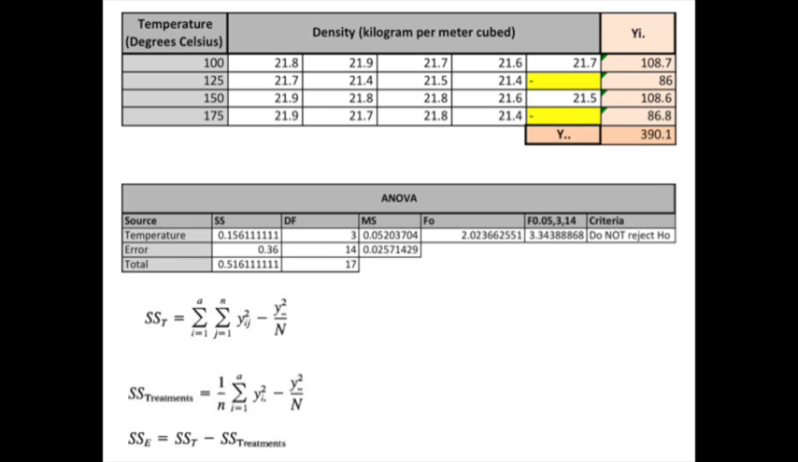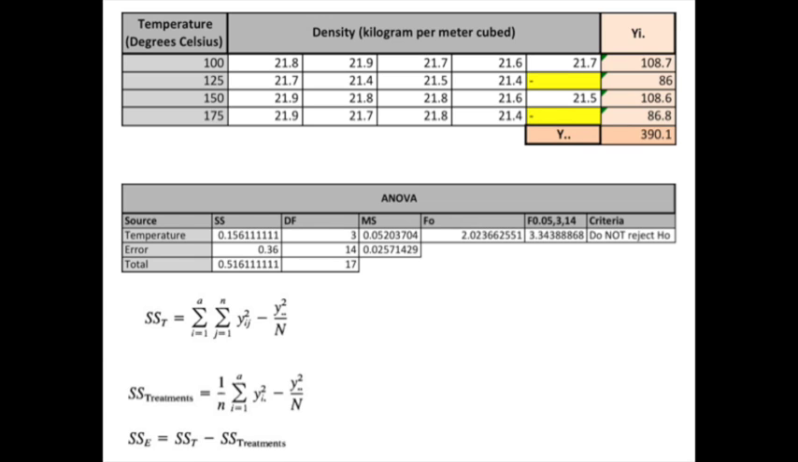So we will do the sum of the squares and then subtract the y double dot squared divided by capital N, which in this case is 18, since there are 18 data points. After doing the sum of the squares of the treatment, we must then follow by doing the sum of the squares of the total. By this, we must use the first equation that we see below the ANOVA table. We must use all the data, do the sum of the squares of all those data, and then subtract the y double dot squared over the total number of data, which is 18 as previously stated.